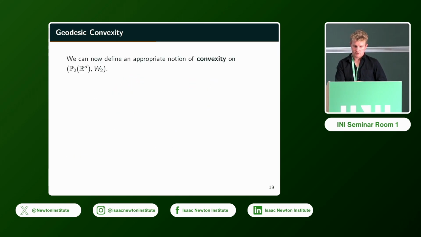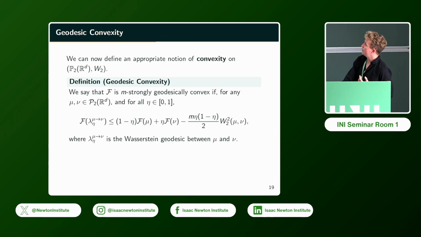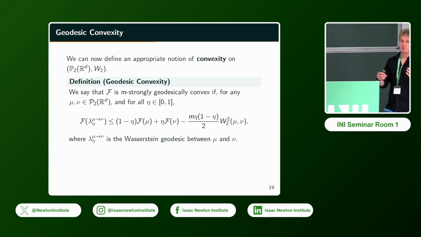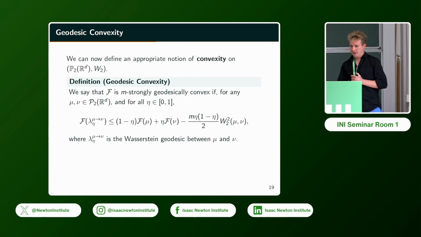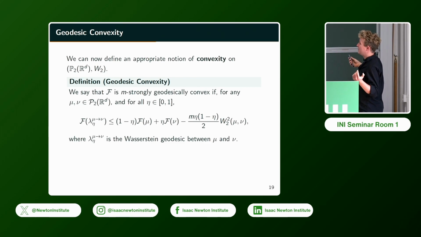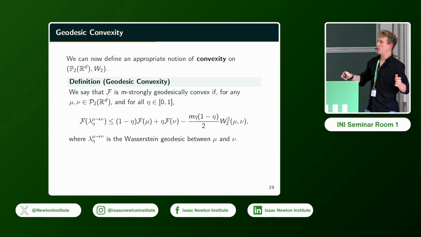Okay, so now we have this optimal transport map. We can also now define some notion of convexity on this space. And this looks very similar to how we might define convexity in the Euclidean case. It just requires this notion of the Wasserstein geodesic between mu and nu, but otherwise this is the very natural analog of how we define geodesic convexity in the Euclidean case.